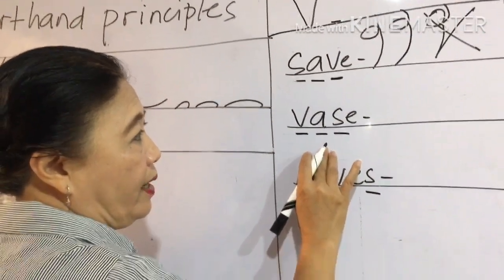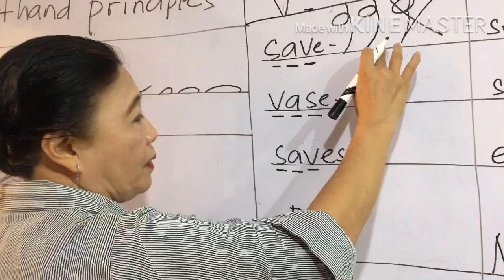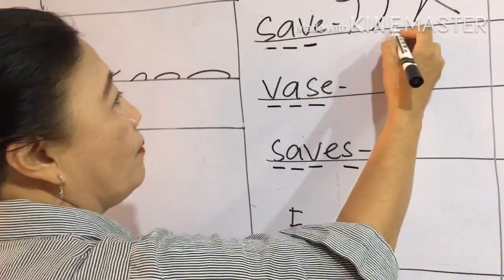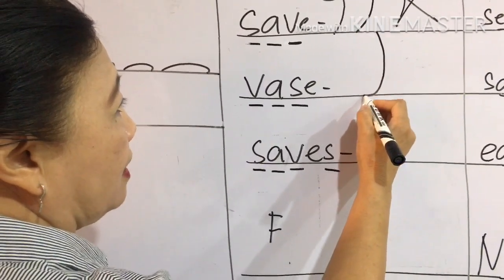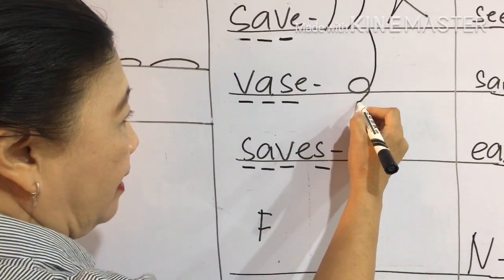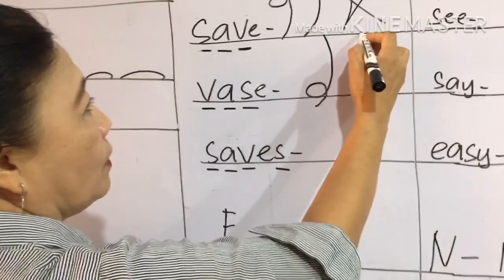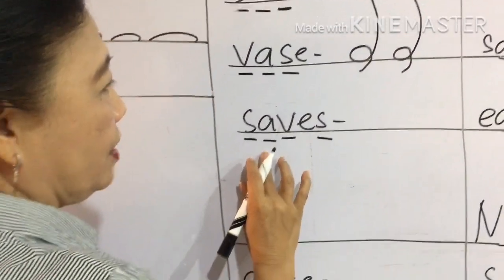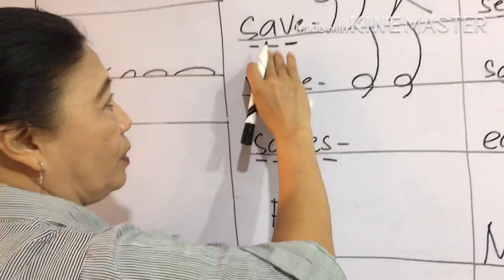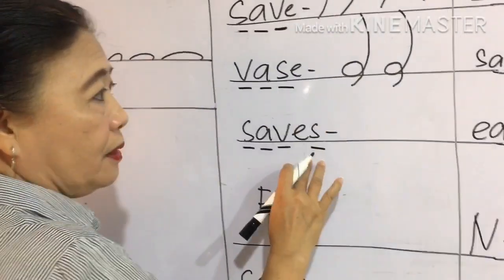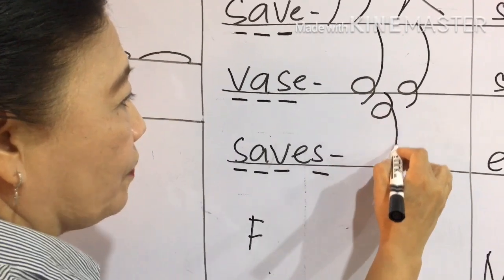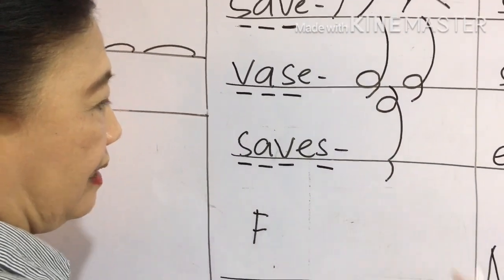For the word vase, we start the letter V at the top because letter V can occupy the whole space. We have letter V downward, then clockwise, and connect the right S. Again, we have V, A, and S. For the word saves, we already have the word save, and then we only add the right S. So we have right S, A, V, and right S.